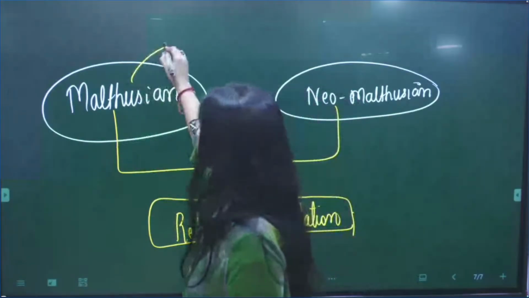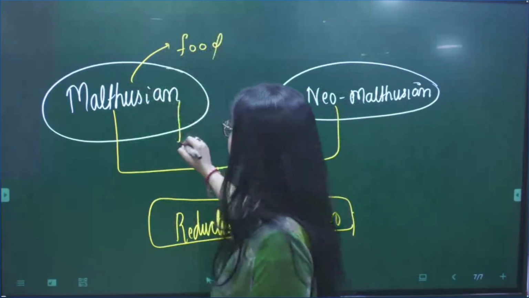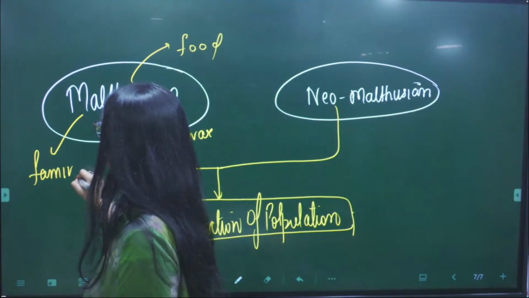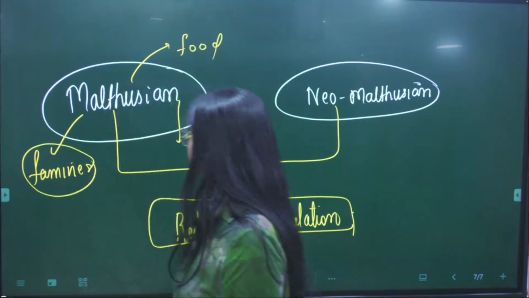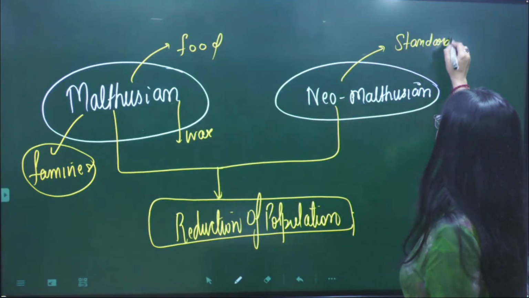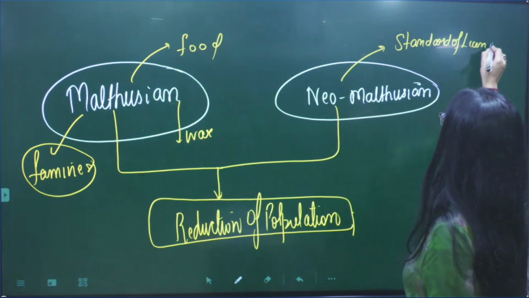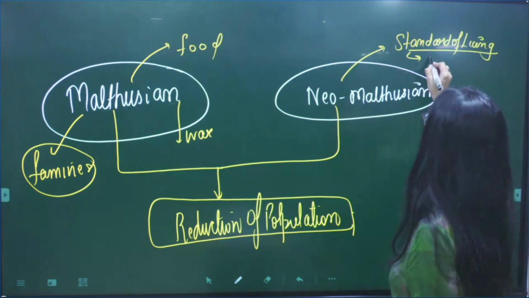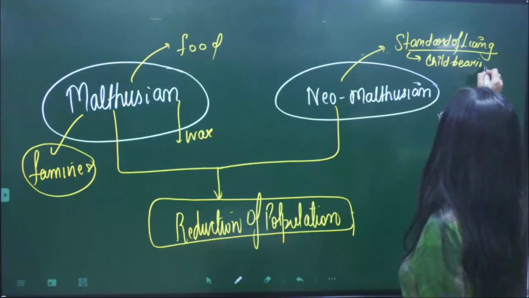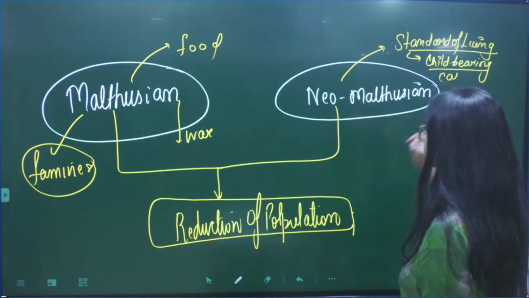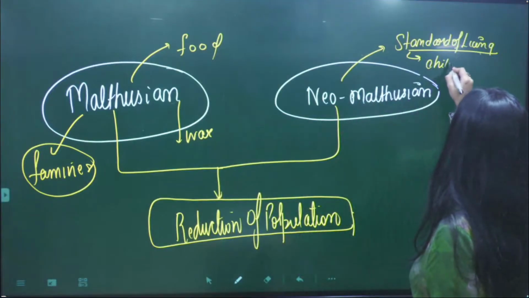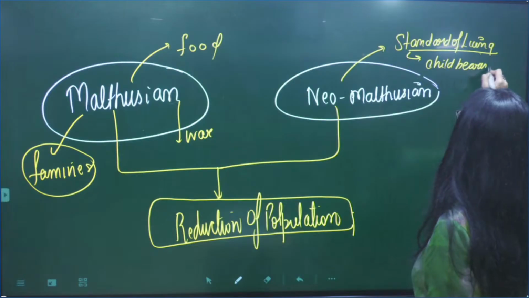What he is making is only about food or maybe war or there would be famines, right? But what he is making is that the standard of living will be improved and therefore automatically the child bearing desire would be reduced.